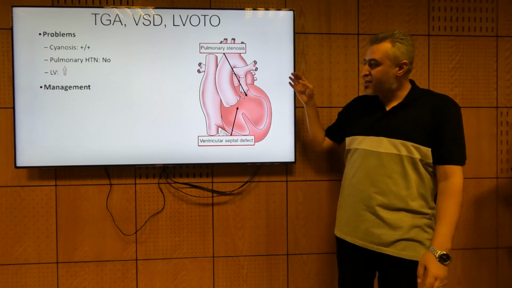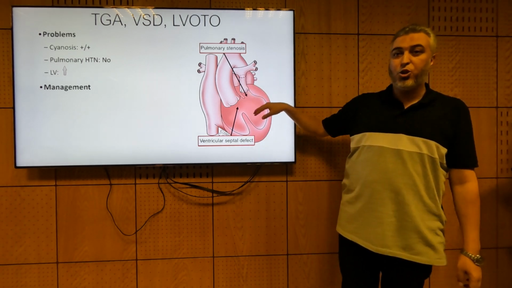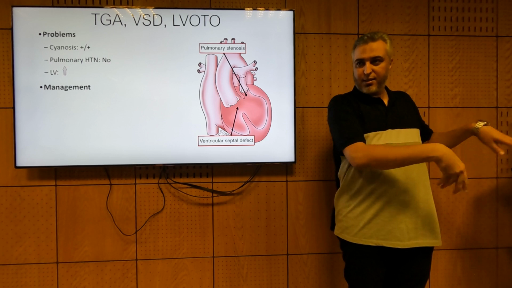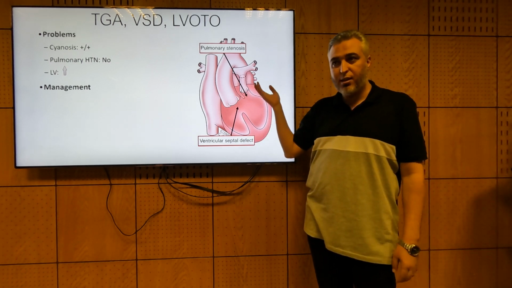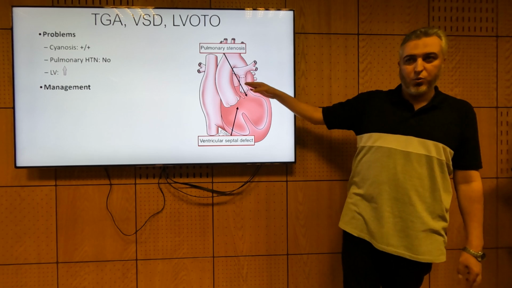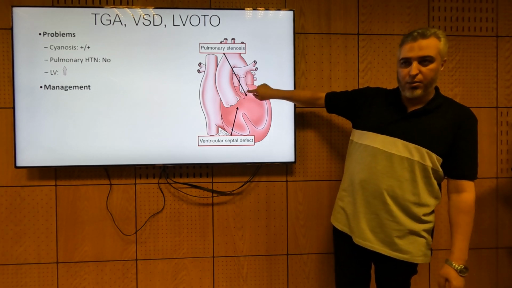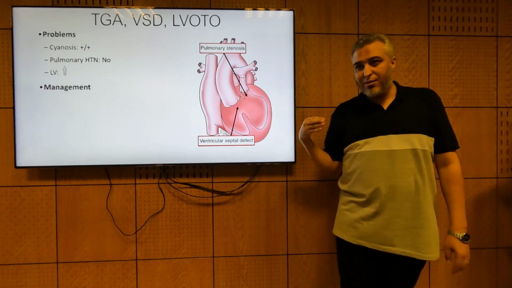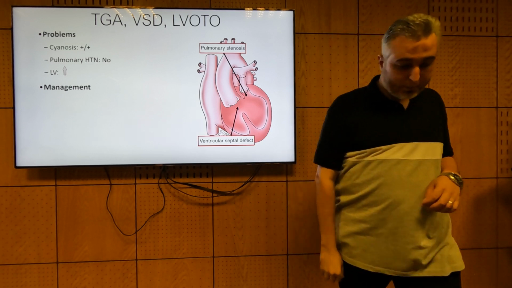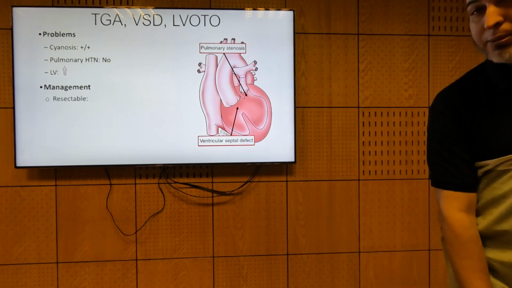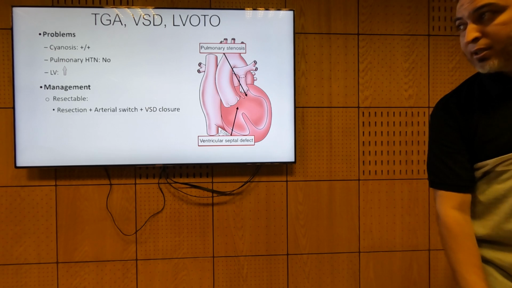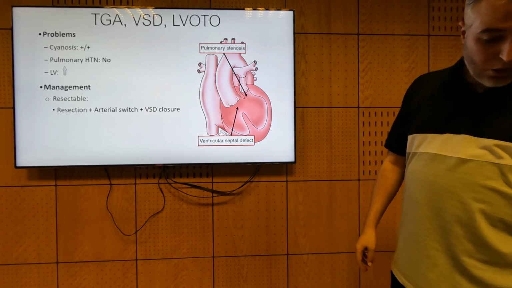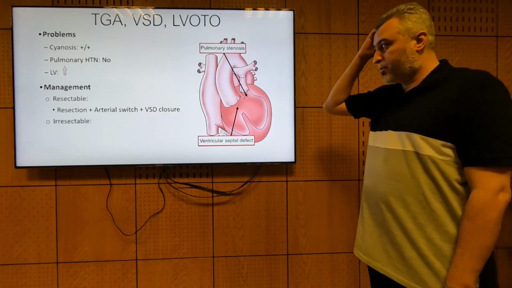Obviously, if this obstruction is because of a resectable thing, so patients with a subaortic membrane, you just excise the membrane. If you have a muscle conal septum causing obstruction just beneath the valve, you can excise a bit of the muscle ridge. So we're talking about resectable LV obstruction, and then you would do resection, arterial switch, and VSD closure. But what if the obstruction is irresectable?